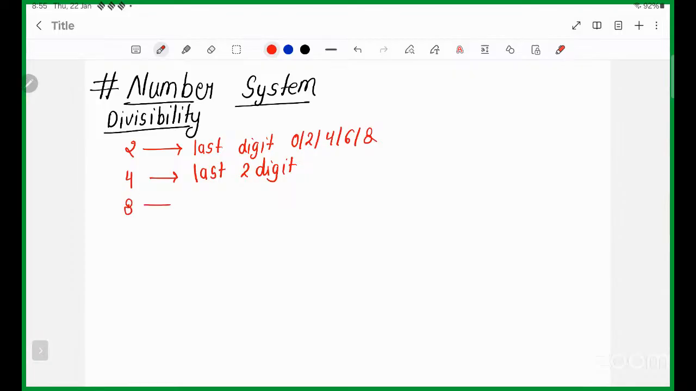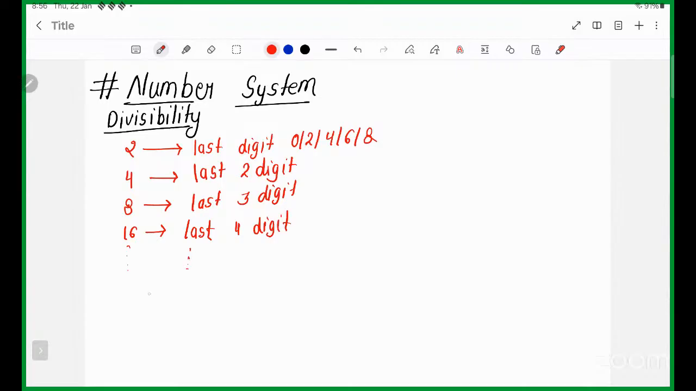Divisibility of 8 is that the last three digits should be divisible by 8. Divisibility of 16 is that the last four digits should be divisible by 16, and it will go on.